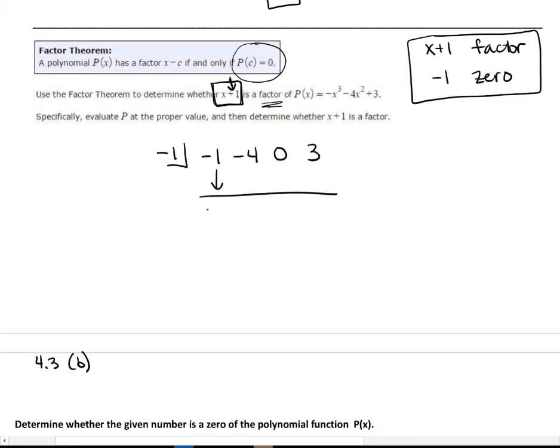So bring down the negative 1. Negative 1 times negative 1 is positive 1. Combine terms, negative 3. Negative 1 times negative 3 is positive 3. Combine, you get 3. Negative 1 times 3 is negative 3. And then I get 0 as the remainder. So getting 0 as the remainder means that x plus 1 is a factor. And it also means that negative 1 is a 0.